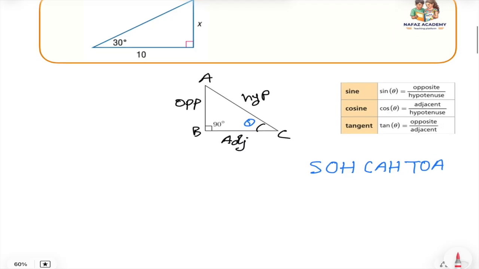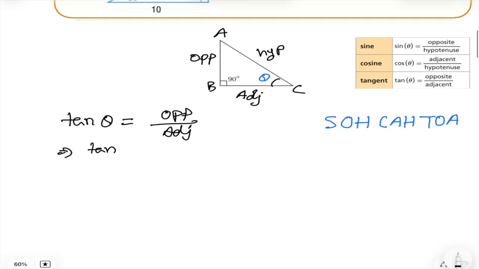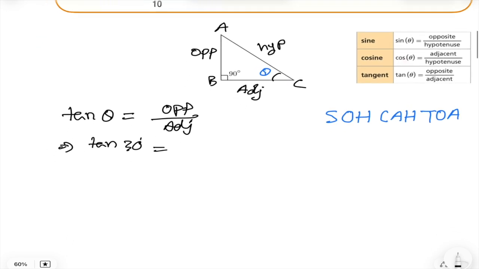Tan theta equals opposite over adjacent, right? The theta value is 30 degrees. Tan 30 degrees equals opposite over adjacent. What is the value of opposite? It is x. And what is the adjacent value? It is 10.